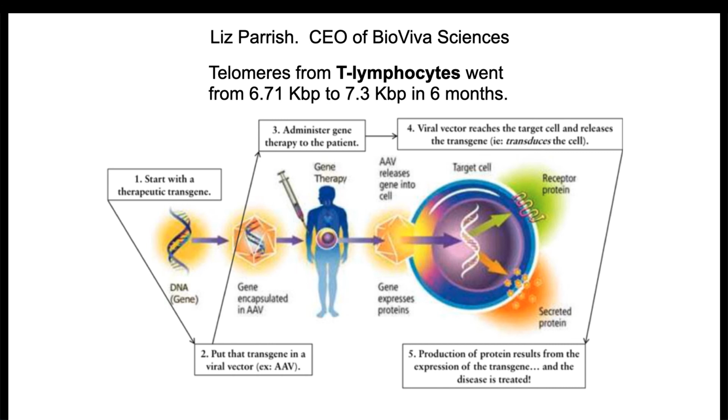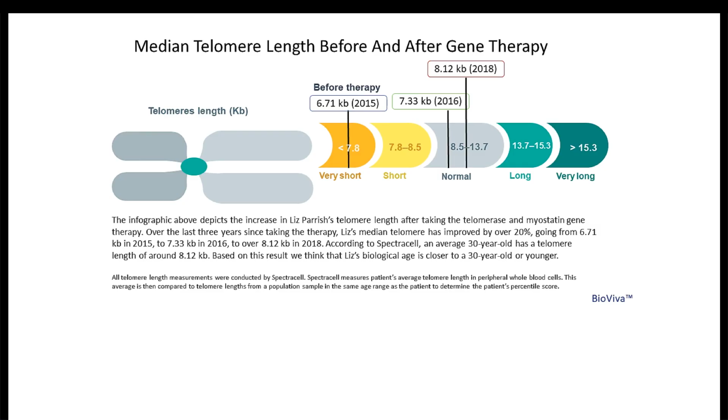And she went to another country, and I don't exactly remember which, maybe Colombia, and she became her own patient zero. She infected herself with these viruses, these retroviruses, that then turned on telomerase within her cells. And sure enough, this is before that gene therapy. Her telomeres were about 6.71 kilobases long. And then a year later, they were about 7.33 kilobases long. And then about another year later, 8.12 kilobases long.